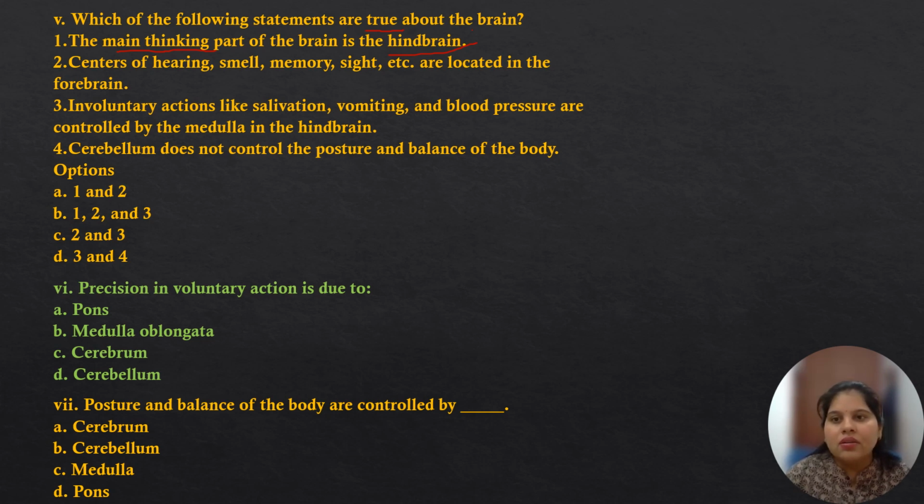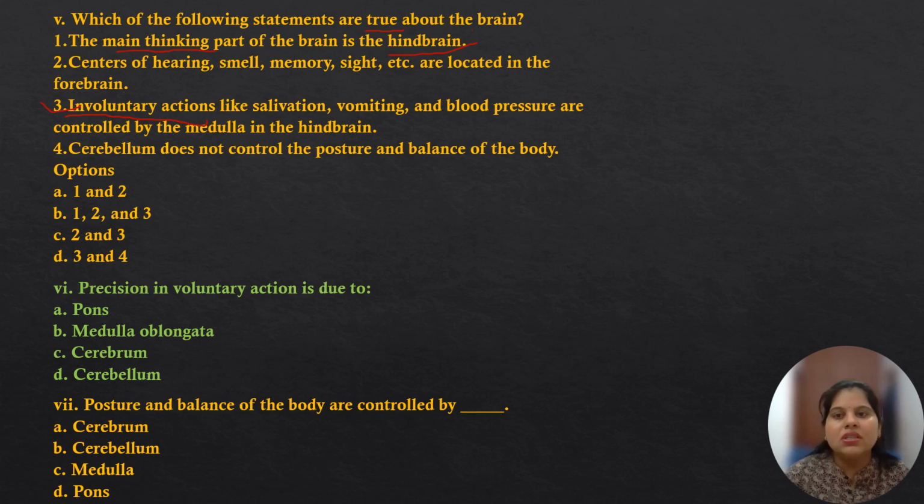And third, involuntary actions like salivation, vomiting, blood pressure are controlled by the medulla in the hindbrain. What are the involuntary actions? The actions which are not under our control, like salivation, vomiting, blood pressure. So yes, these involuntary functions are controlled by the medulla, which is located in the hindbrain.